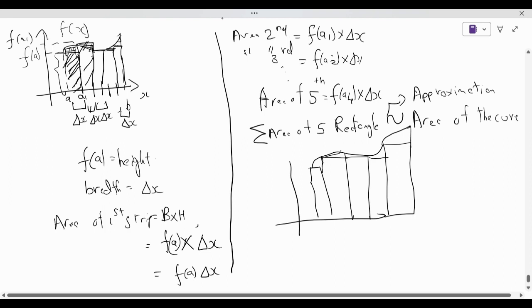Now, we have covered the rectangles' area, but this is the left out area. That is why the addition of the 5 rectangles is an approximation. The shaded part is left out. What we have done is we have counted only the area of the 5 rectangles. The area left out is not accounted for in the area under this curve. This is why we are having an approximate area of this curve.